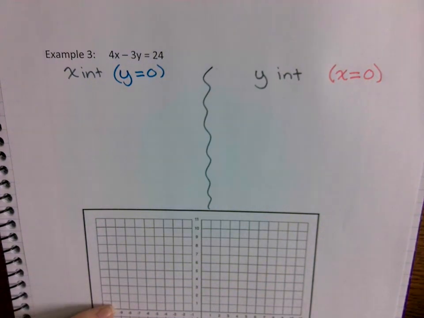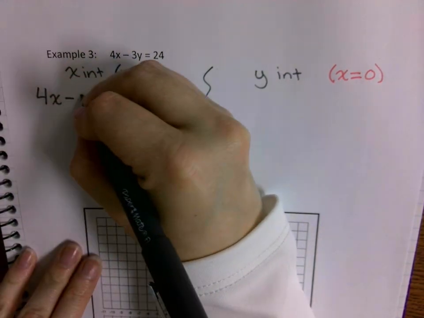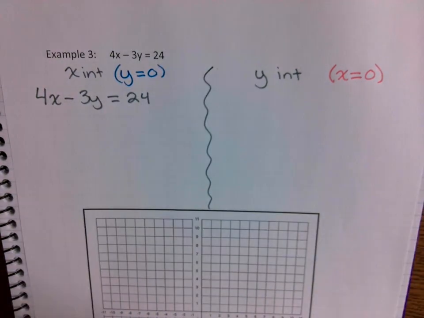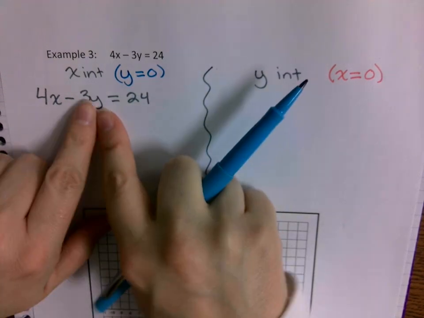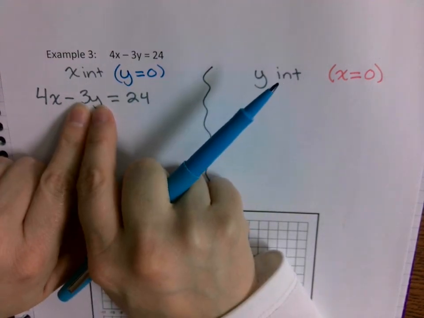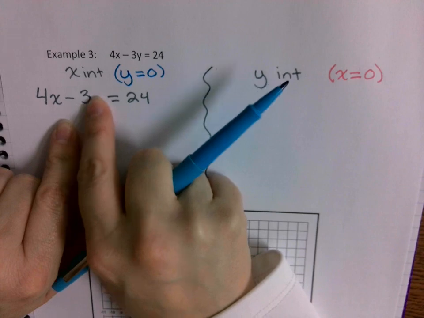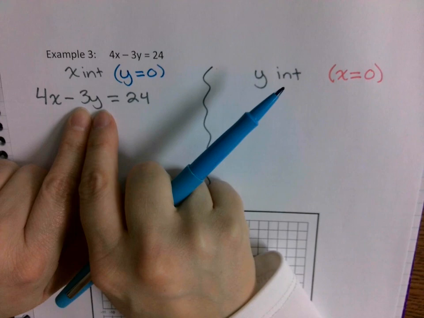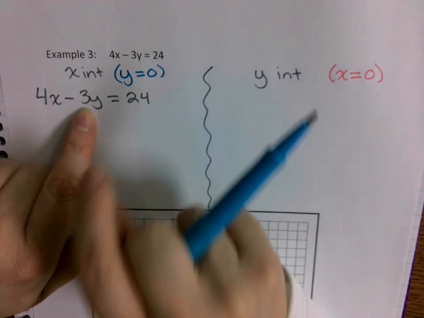So if I have the equation 4x minus 3y is equal to 24, and I'm saying that y is equal to 0, and I plug 0 in, what's going to happen to that negative 3y? If I replace that y with a 0, what does this become? 0, right? -3 times 0 is 0. 87 times 0 is 0. Anything times 0 is 0.